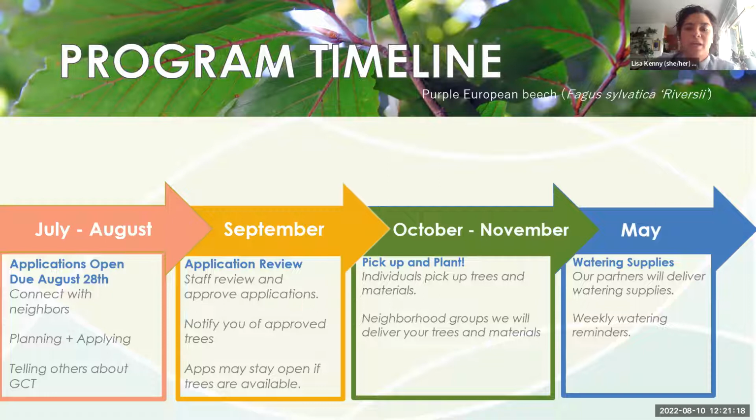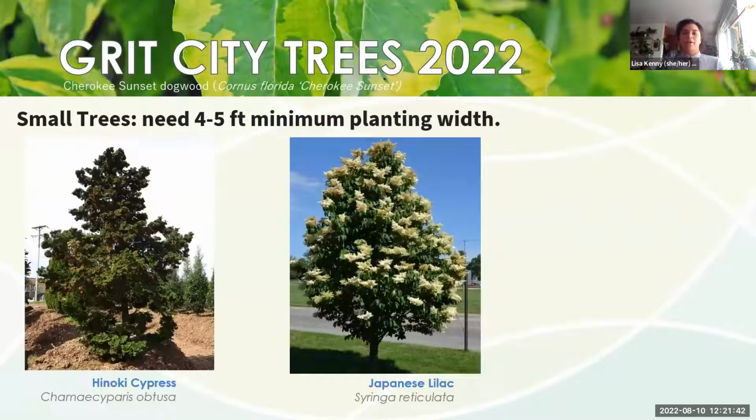And then in May, we'll reconnect with everyone and distribute watering supplies. Because we want to make sure that these trees that you plant are with you for a very long time, we want to make sure that we're providing you supplies to sufficiently water your trees throughout the summer season. So that's the program timeline.